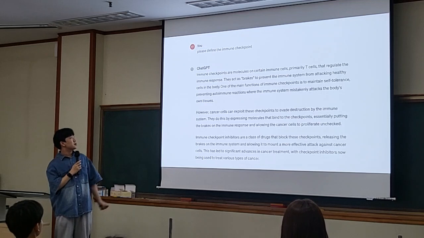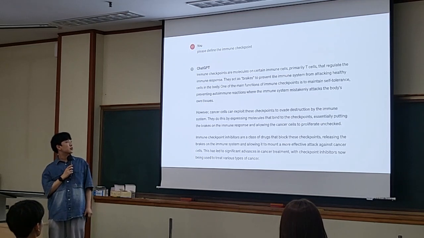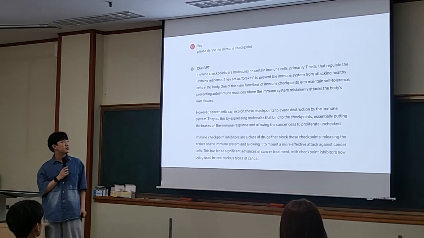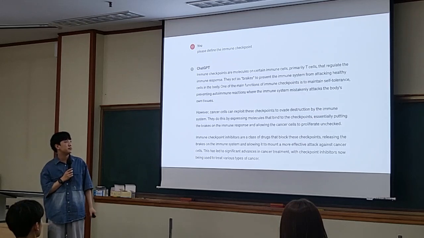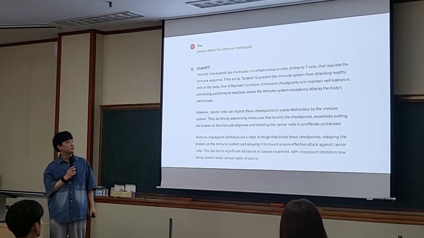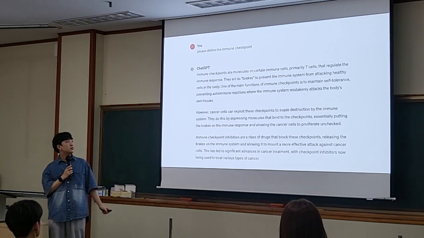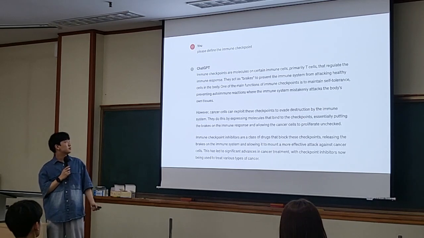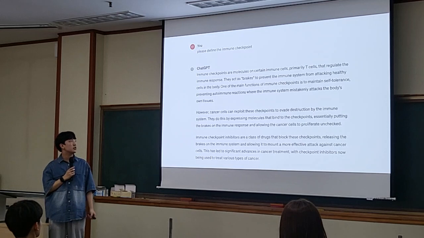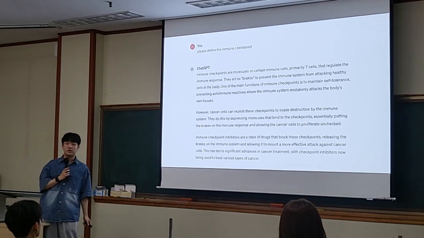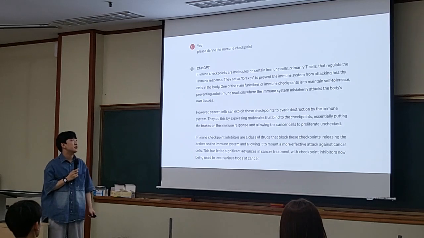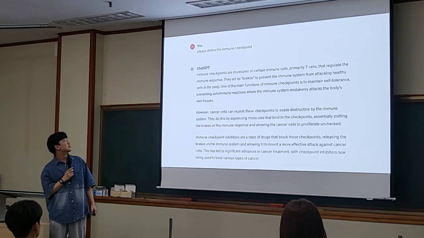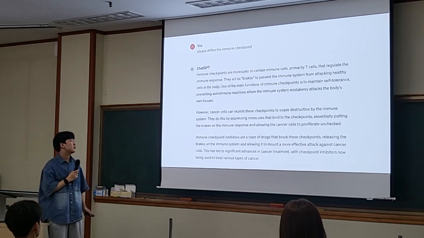Immune checkpoints are protein molecules on certain immune cells, primarily T cells, that regulate the immune response, and they act as brakes to prevent the immune system from attacking healthy cells in the body. So they maintain self-tolerance and prevent autoimmune reactions when the immune system mistakenly attacks the body's own tissues. But in the case of cancer cells, they use this immune checkpoint system for their survival.